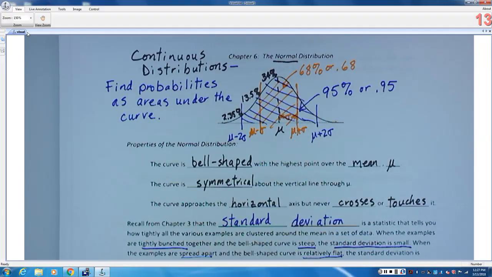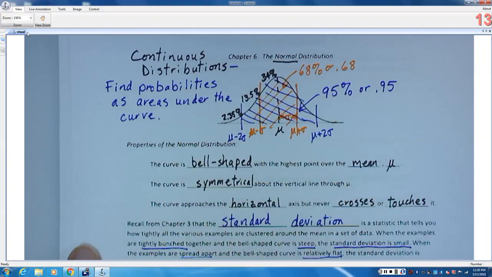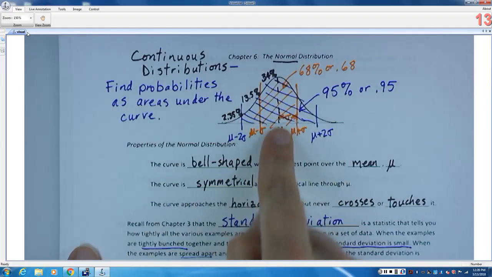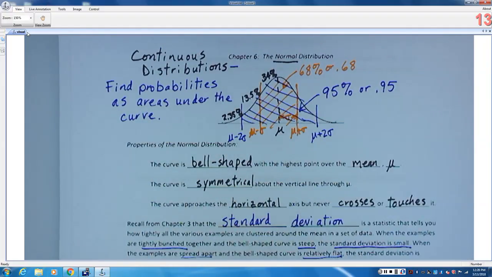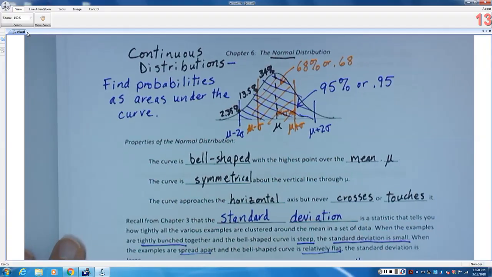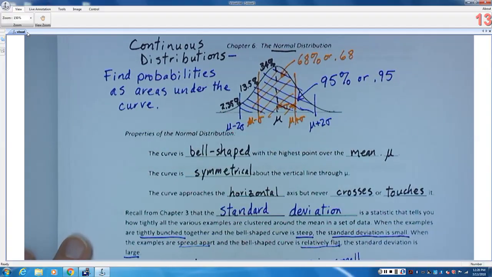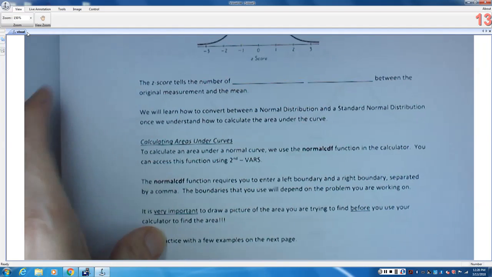Those percentages can be used, and the area under the curve equals 1 or 100%. So half the curve will be exactly 50%. So this half is 50, this half is 50. So the whole area under the whole curve equals 100%, or 1. So we'll usually write these as decimals then. Okay, so that's the empirical rule, and you can use it to work a problem.